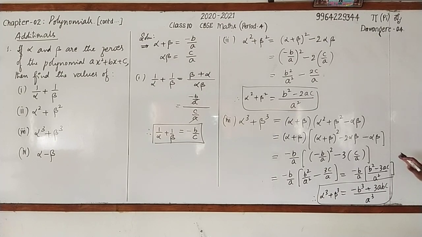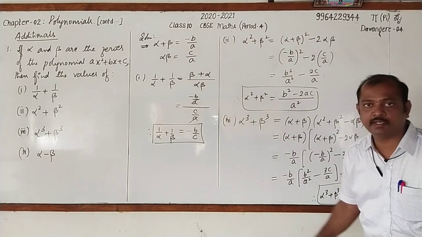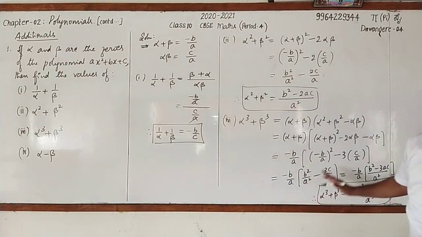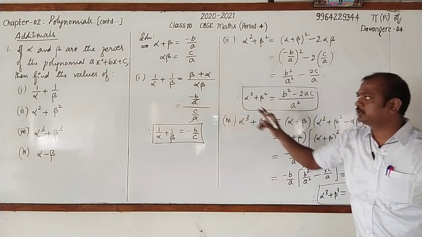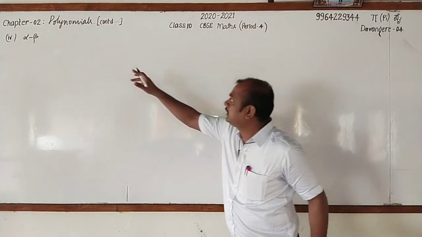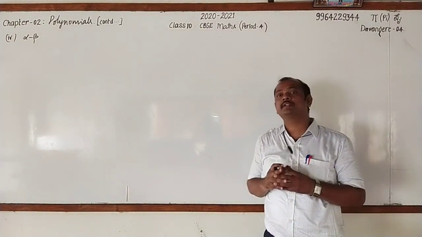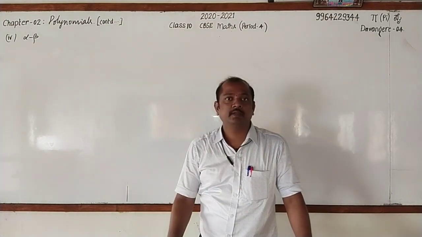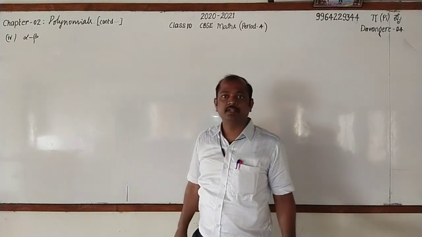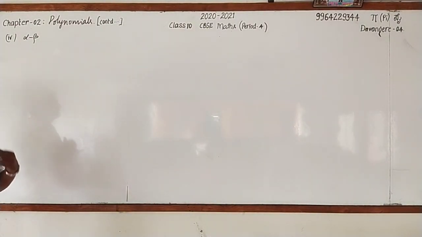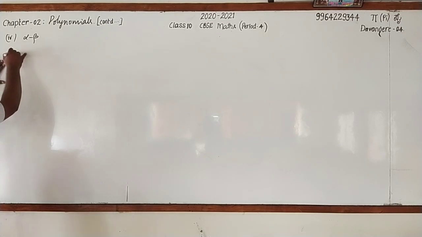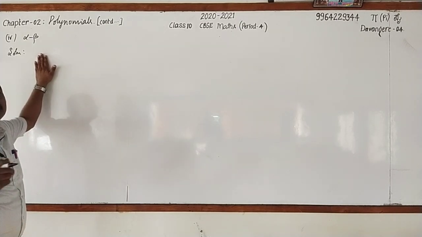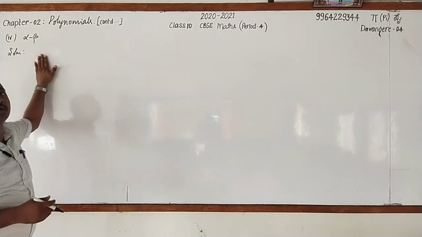Followed? So this is one type of problem, and one more is there, alpha minus beta. I'll go for finding the value of alpha minus beta also. You just copy from there to here. Let's move on to the fourth, alpha minus beta. Yes, how do you go about finding the value of alpha minus beta, if alpha and beta are the zeros of ax square plus bx plus c? Yes, students, alpha minus beta is also a term in one of the identities. What is that? It is a minus b whole square, right?